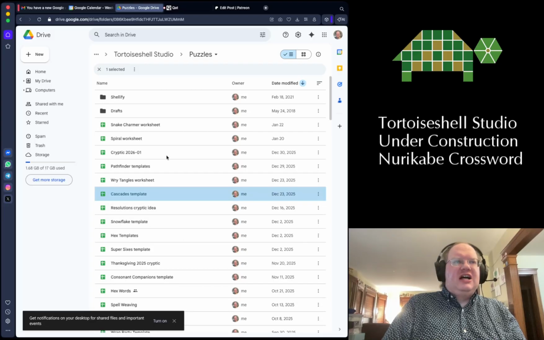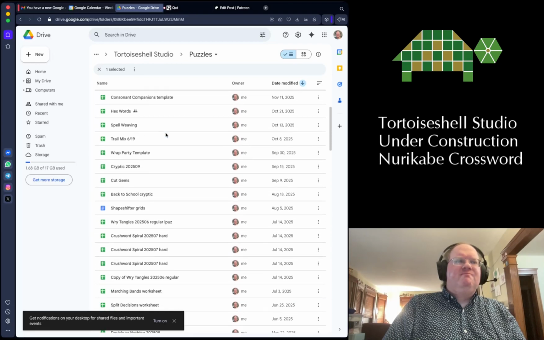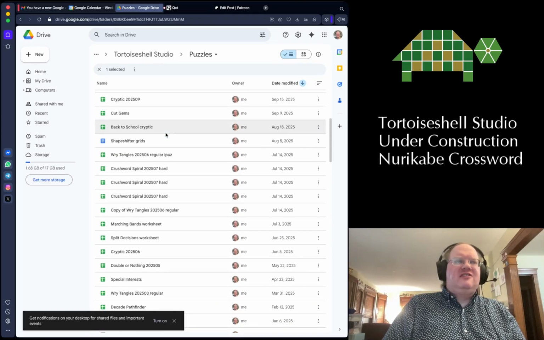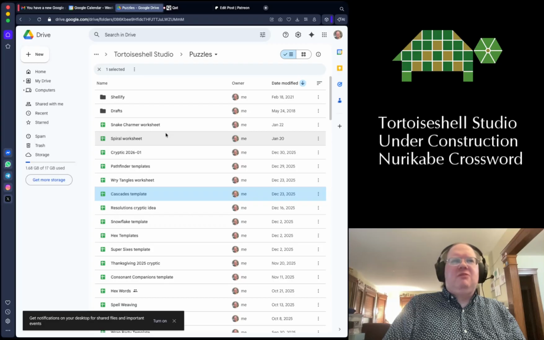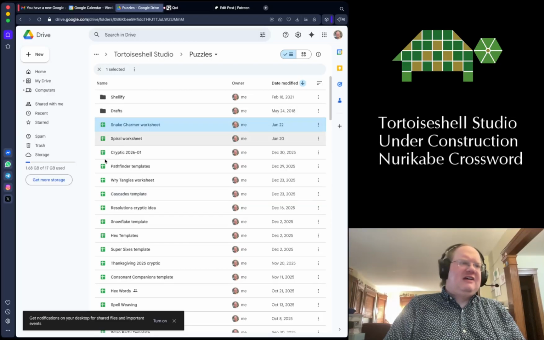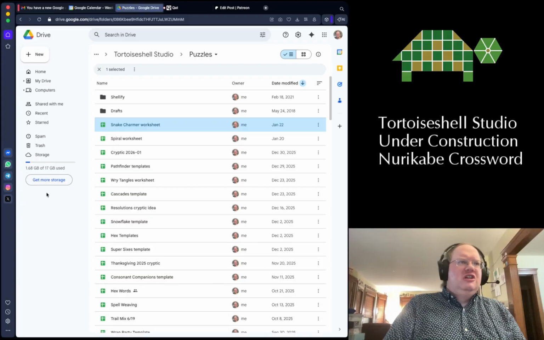All right. I was thinking about what kind of puzzle I wanted to do, and I had decided on doing a Nurikabe Crossword, but I just realized that March is coming up. I'll put that one off for later. I've committed to doing a Nurikabe Crossword. This is something that I haven't done on stream before, and I'll have to make a template for it because I've always worked this one on graph paper.